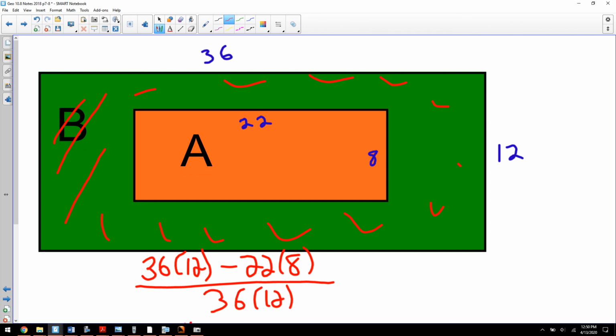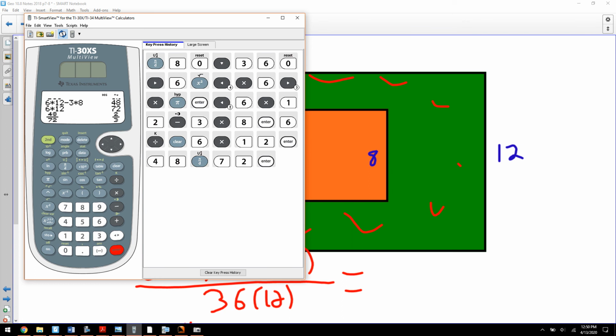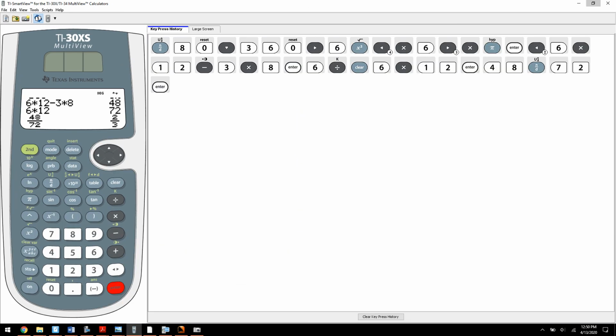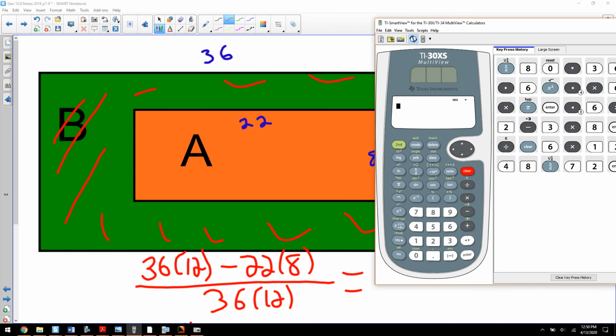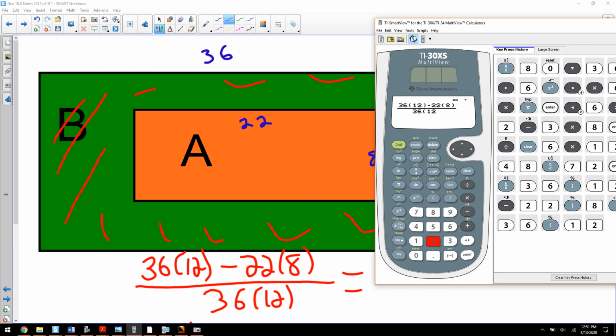Now, as we get going into these things, you should be able to put this stuff together. If you type this in with fraction bars and parentheses, you might be able to make this work with one. Sorry about that. Move this over just a bit here. So let's clear this up. Let's do a fraction bar. And we've got 36, parenthesis, 12, close it, subtract, 22, parenthesis, 8, close it, and go to the denominator. And then we have 36, parenthesis, 12. So if you have a multi-view calculator, I would go ahead and type it in this way.